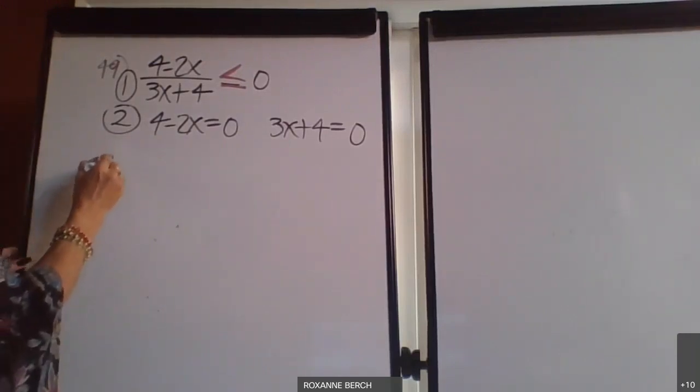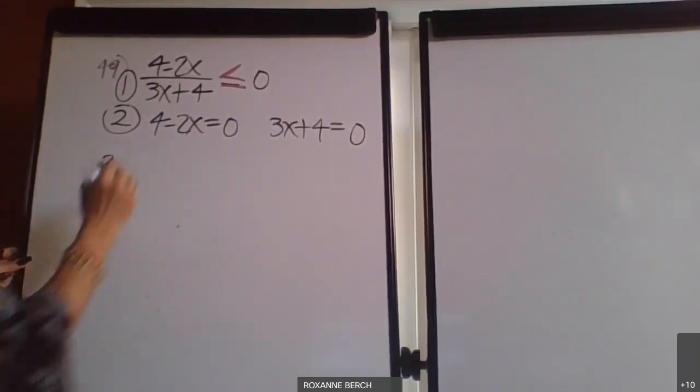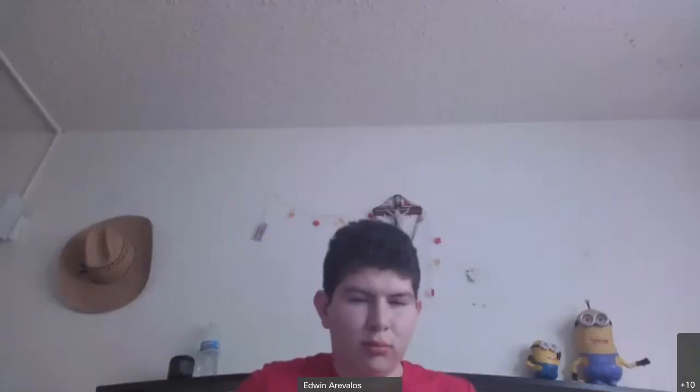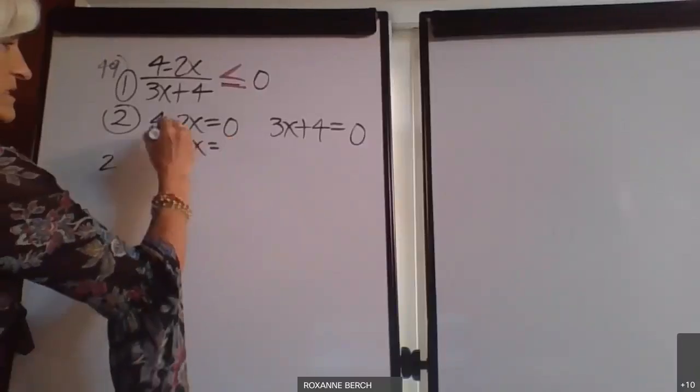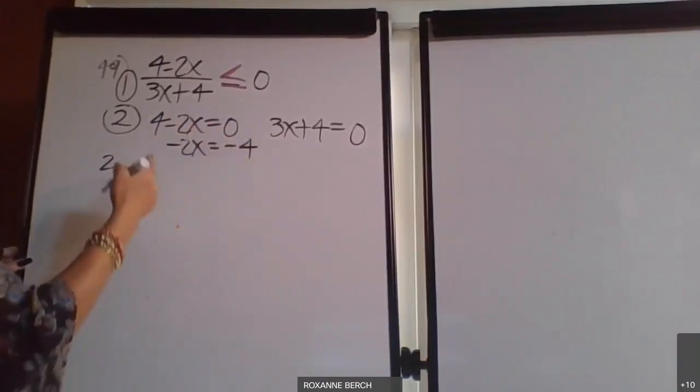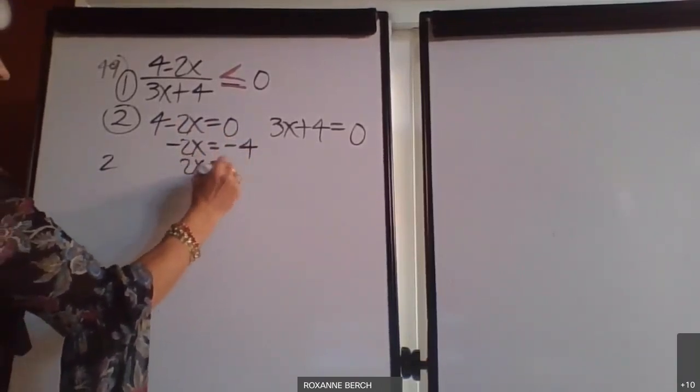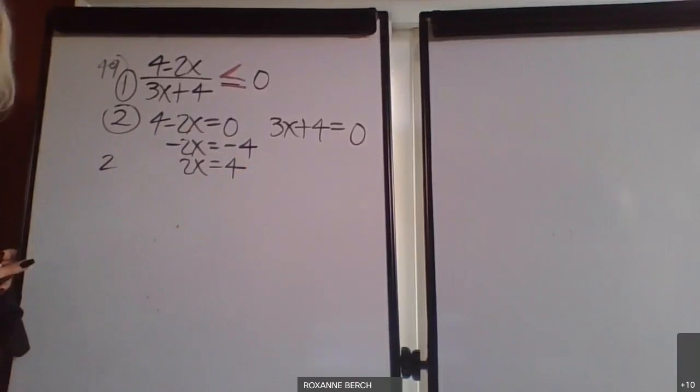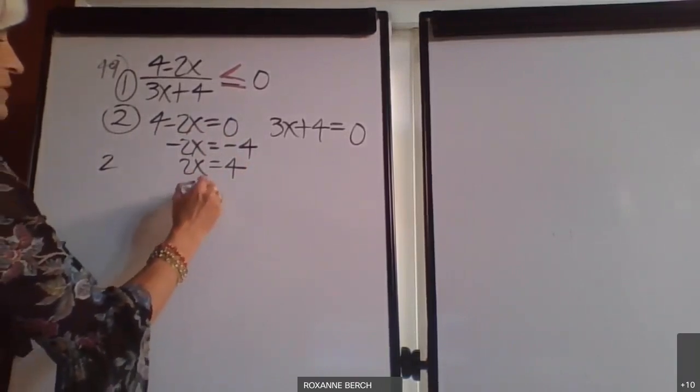2. Okay, I'm just going to write it over there. So let's see what we get. I'm going to subtract 4, subtract 4. I'm going to multiply by a negative and multiply by a negative because I don't like all those negatives. When you divide by 2, you get 2.